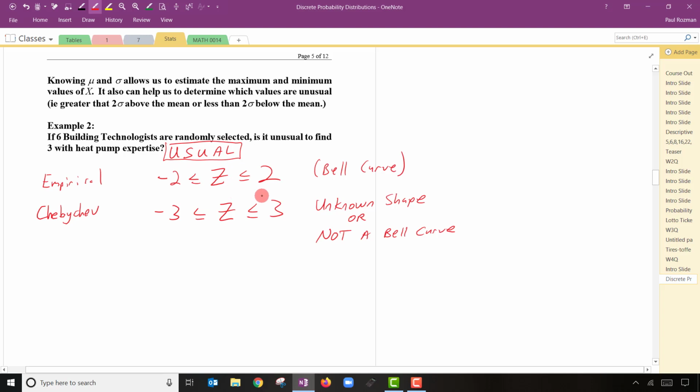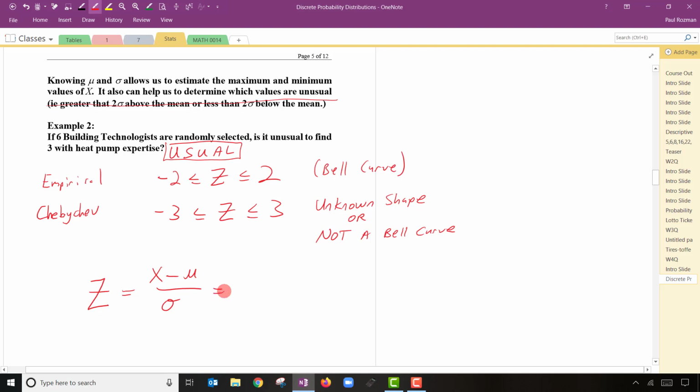Since we don't have a bell curve here, I don't think we should use what I mentioned up above in the notes, more than 2 standard deviations above or below the mean. I think we should just calculate the z-score and see if it meets the Chebyshev criteria. You may recall the formula for z-score. It's your score minus the mean over the standard deviation.